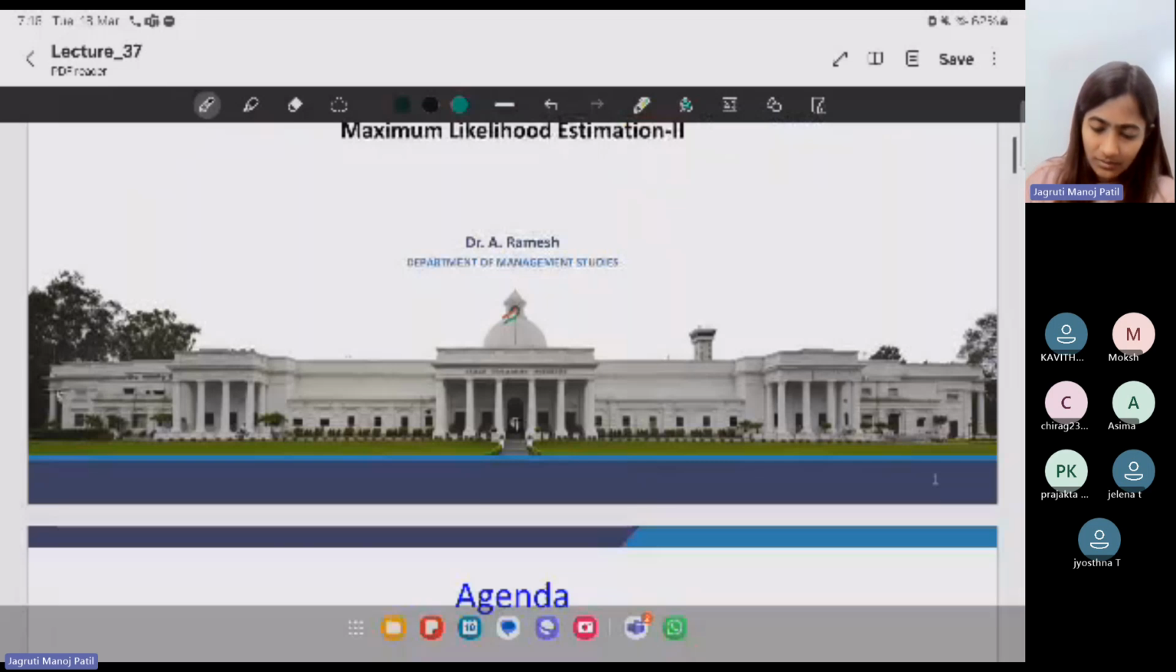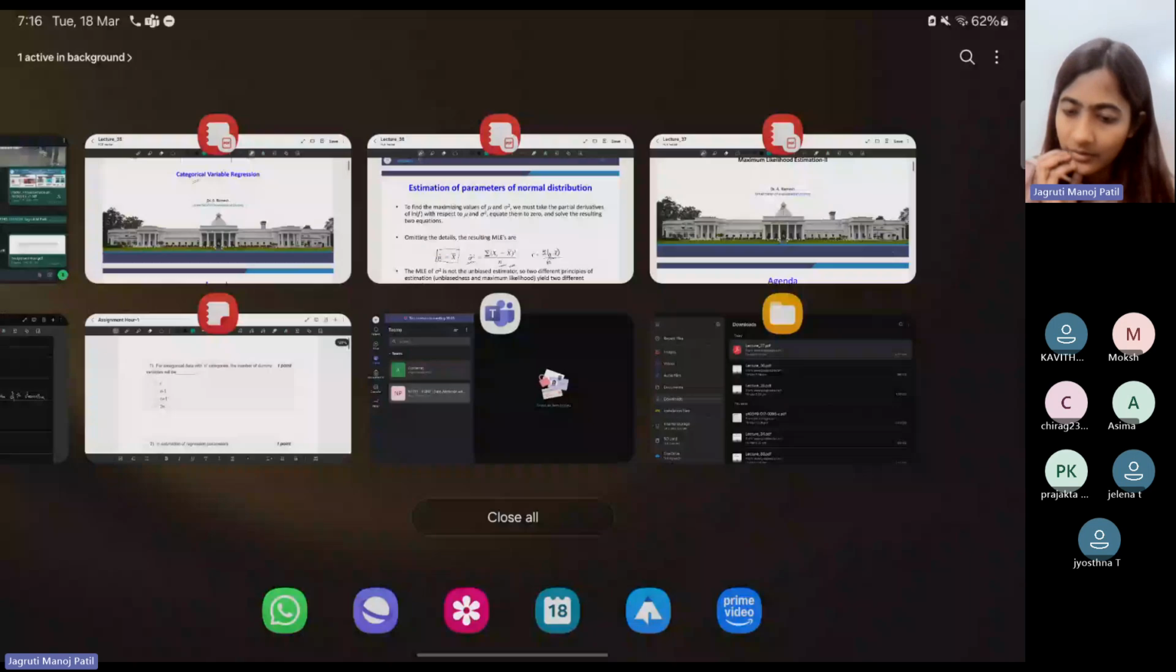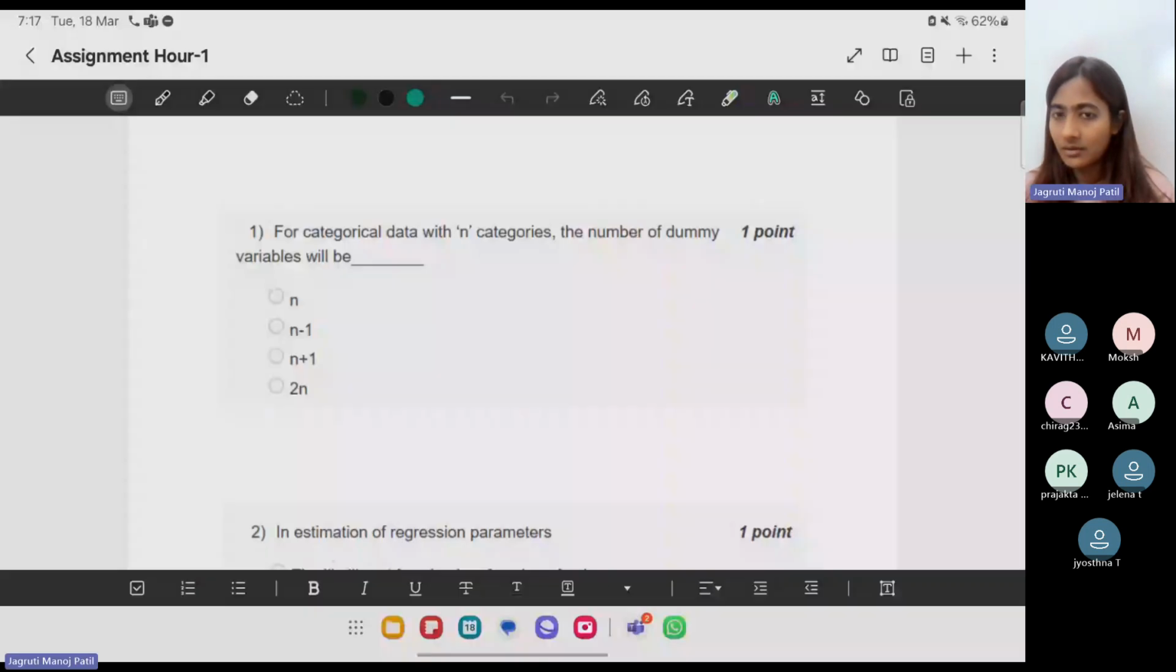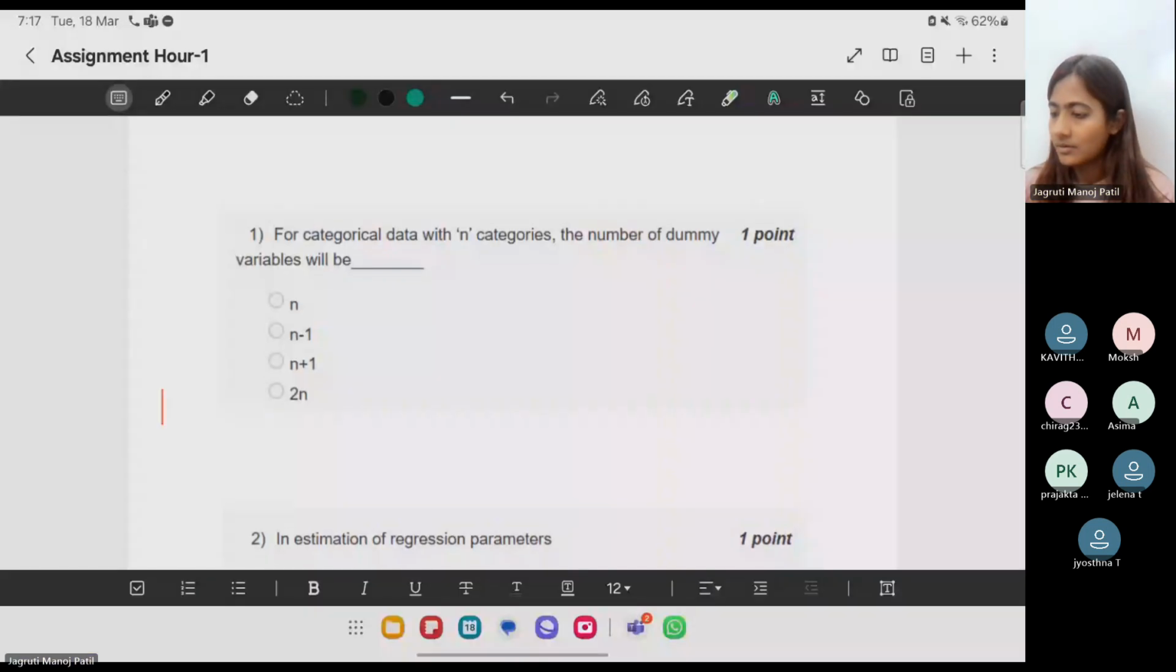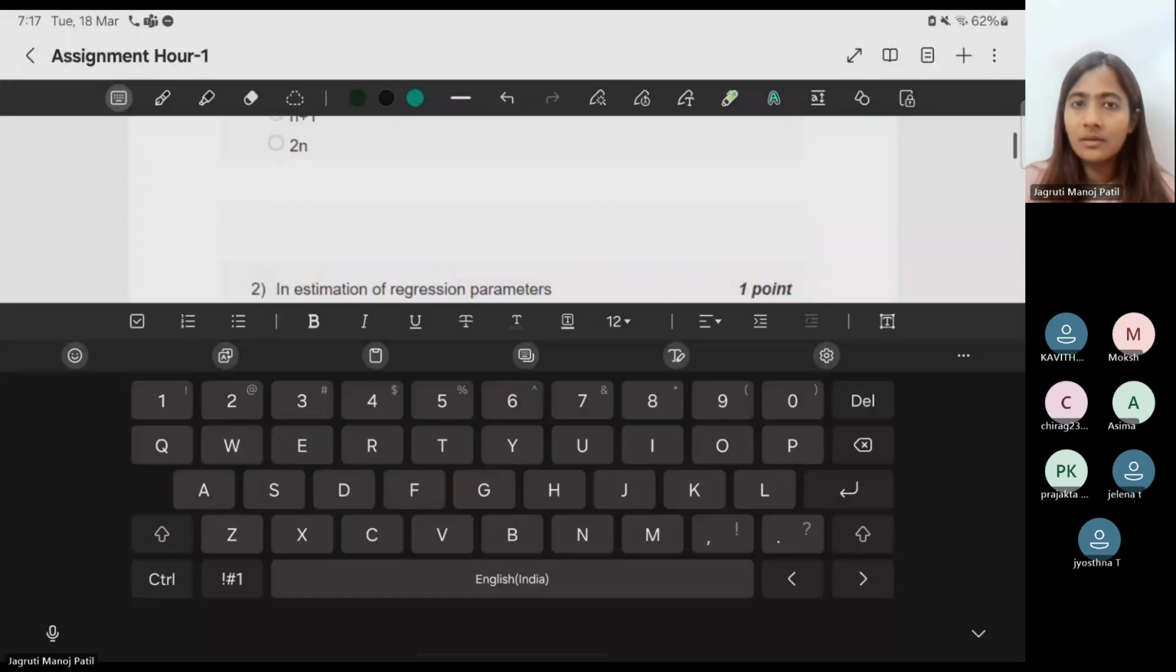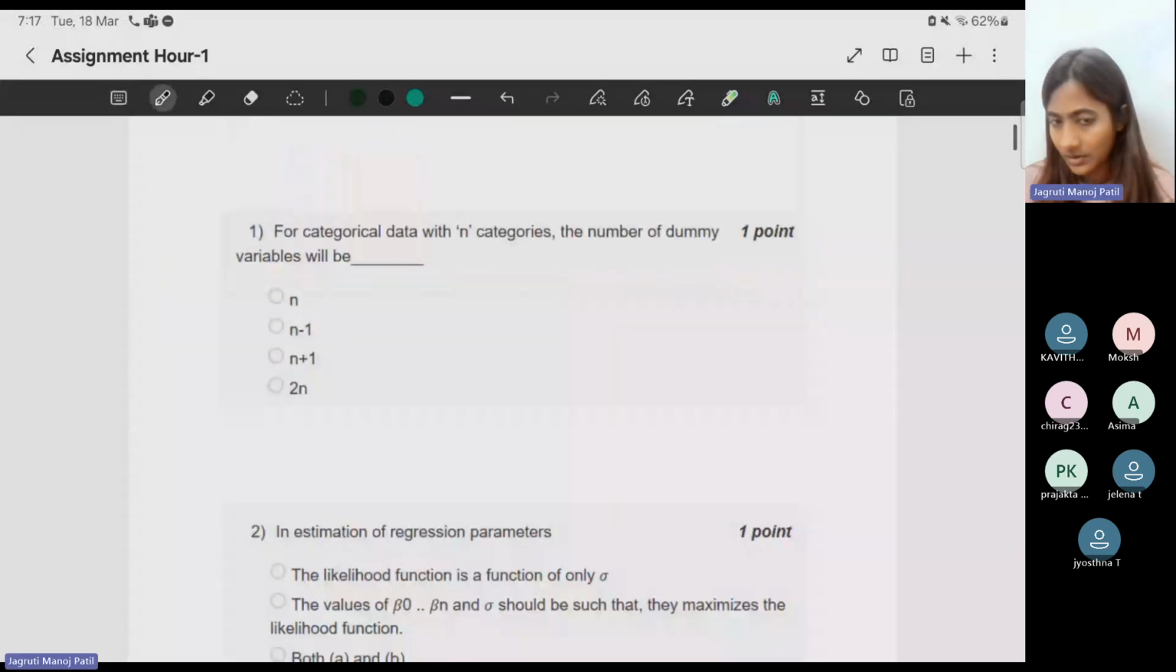2 minutes. There's something flying on my laptop. Okay. Here. Categorical variable. Wait. Where we want to see.